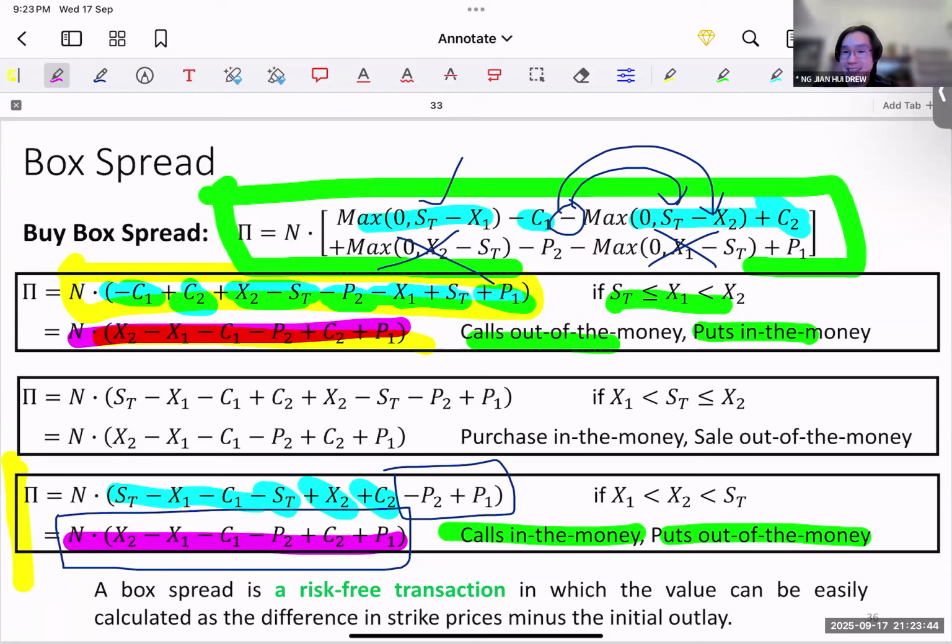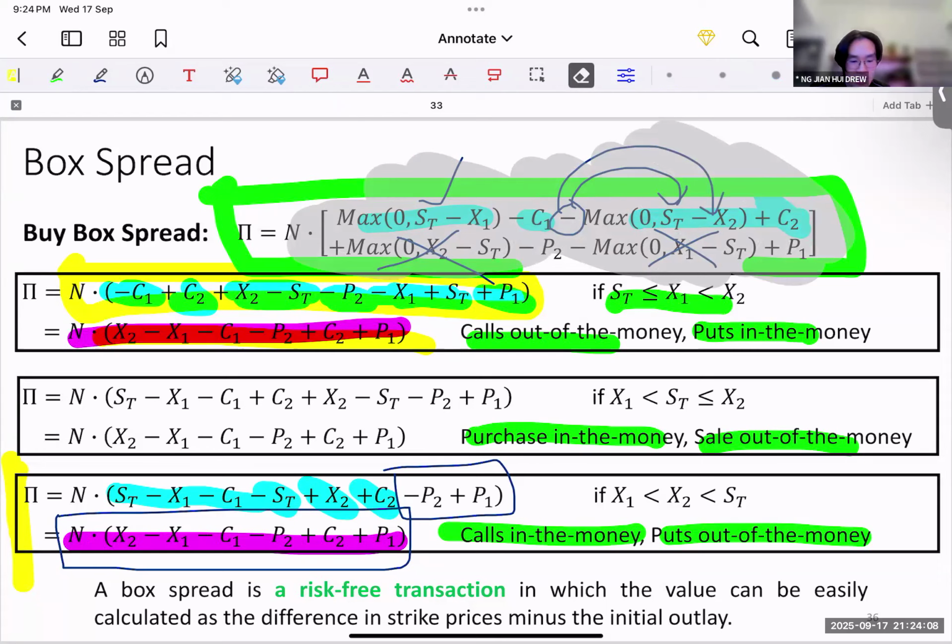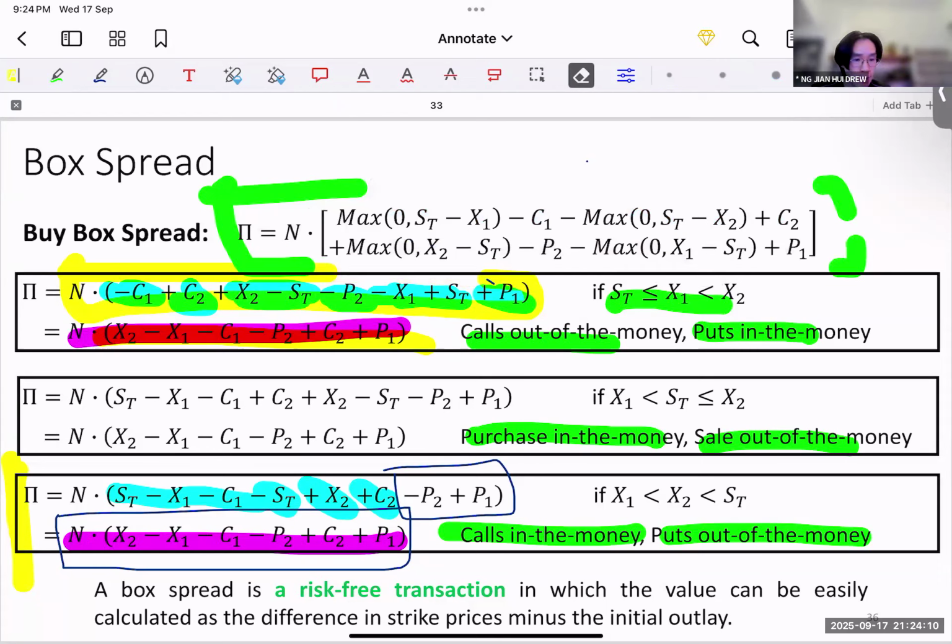Okay, so let's look at the middle case. Our purchase is in the money. So initially when you purchase, the position is in the money, but your sale becomes out of the money. So in this case, what happens? Let's erase all this again. So your purchase is in the money, which means ST minus X. This is in the money, okay? And then we have minus C1 as usual.